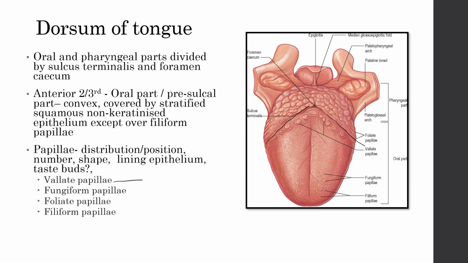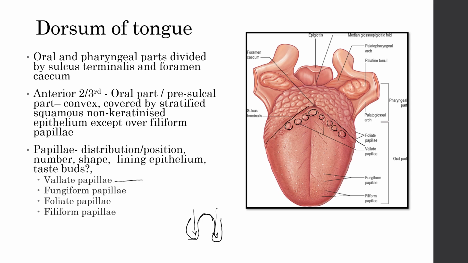Now these vallate papillae are in front of the sulcus terminalis. They are 8 to 12 in number, so there may be 4 on either side or 6 on either side. Their shape is raised, truncated conical in the center, whereas there is a deep trench or sulcus on either side. Because it is like a valley, they are called circumvallate papillae. And this is the shape.